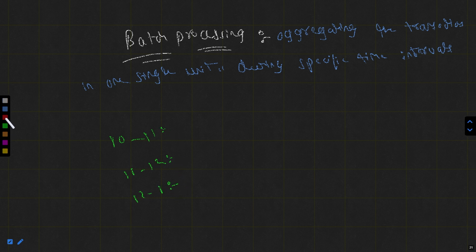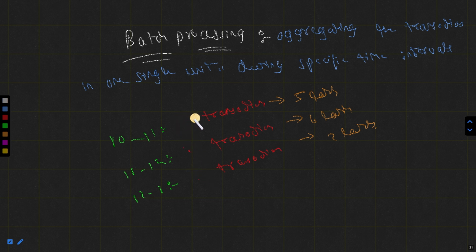Okay, there are 15 transactions, there are 20 transactions, there are 10 transactions. All right, the total amounts are 5 lakhs, 6 lakhs, 2 lakhs. Okay, so this is the batch processing. So you could see that there are different transactions.